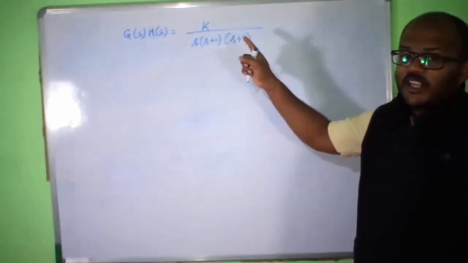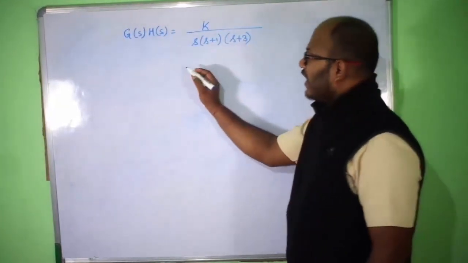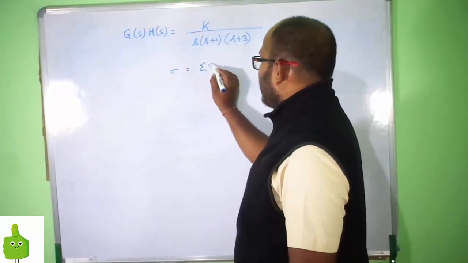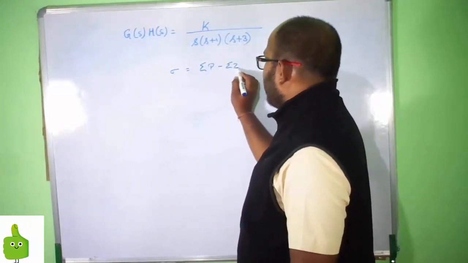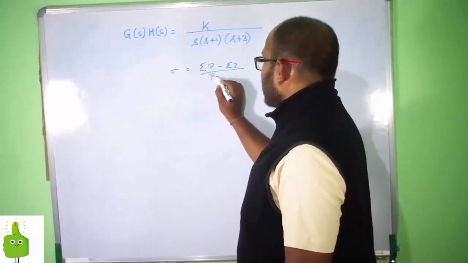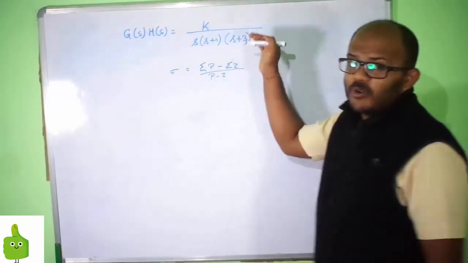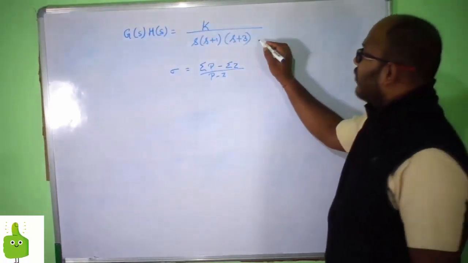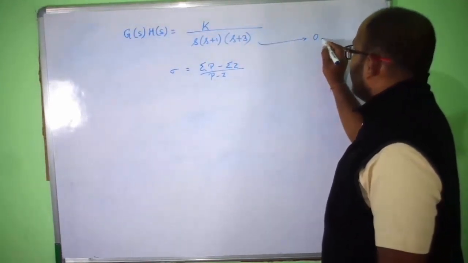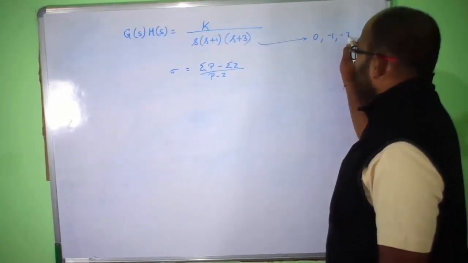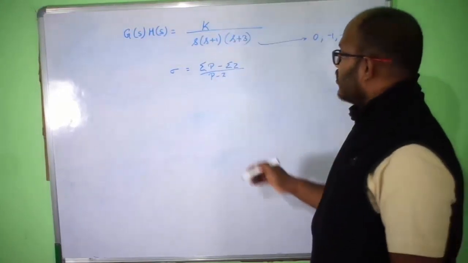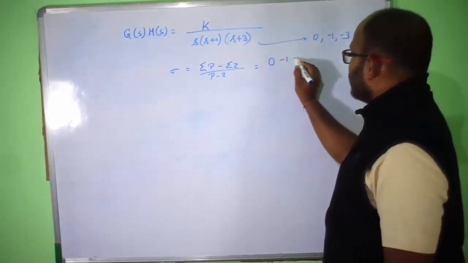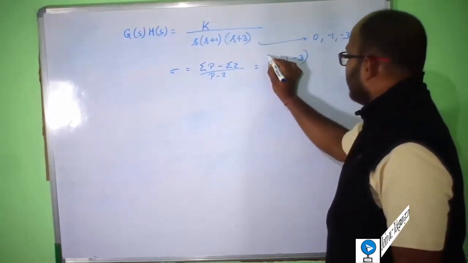So this problem is based on root locus. How to calculate the centroid? Centroid is given by sigma, which equals summation p minus summation z, whole divided by p minus z. In the transfer function you have poles in the denominator and zeros in the numerator. So the pole locations are at 0, minus 1 and minus 3. There are no zeros, so it is summation p, at 0, minus 1, minus 3.